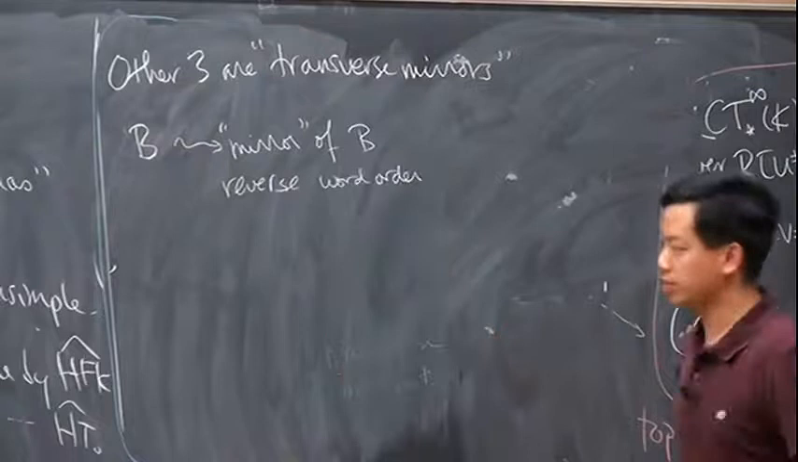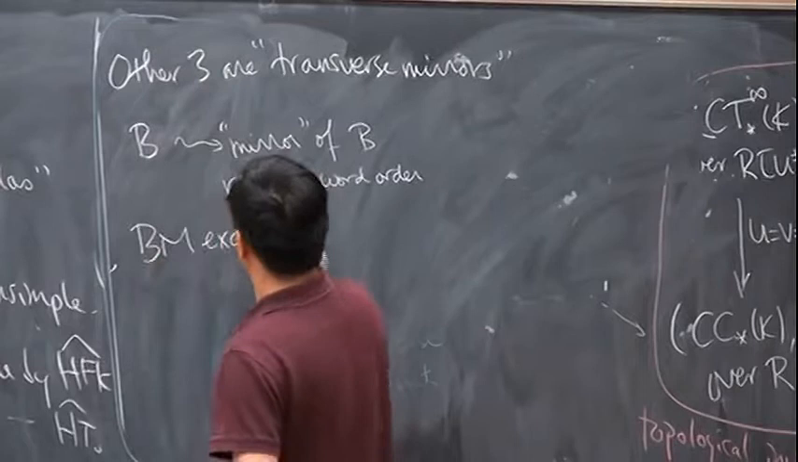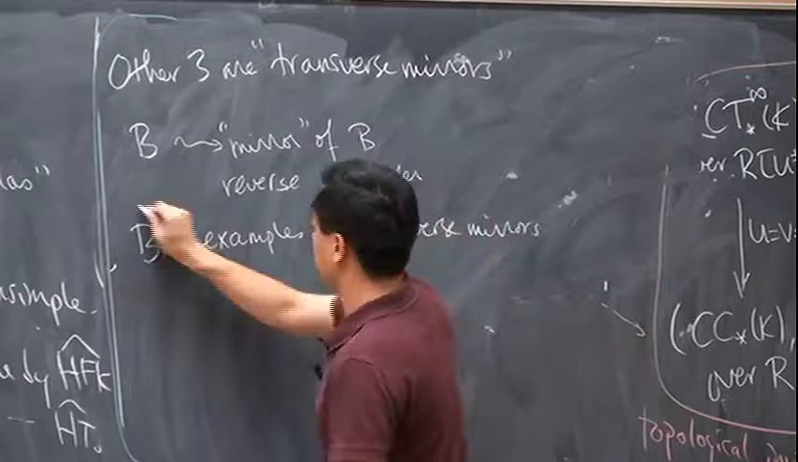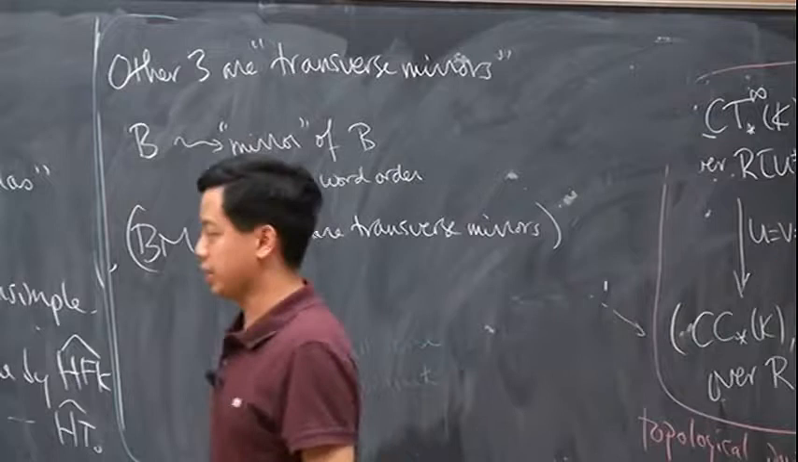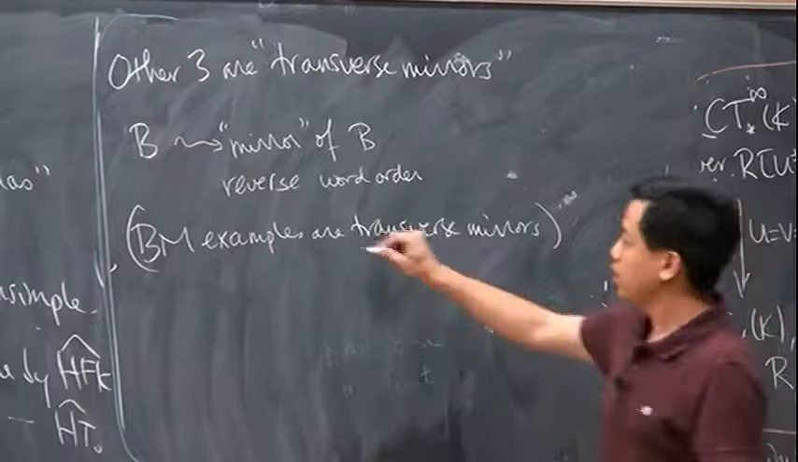So these are transverse mirrors. And the point is that these are really hard to distinguish in general. In fact, I don't know of any invariant that can do it at this point. So the Heegaard Floer invariant definitely does not do it. This transverse homology invariant maybe can, but the question is how is the invariant for the mirror of a transverse knot related to the original one?